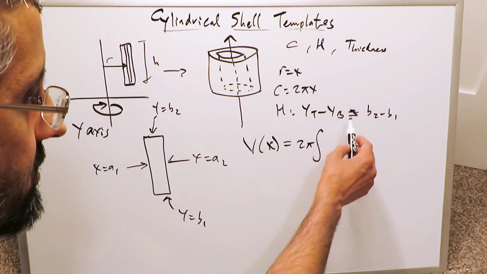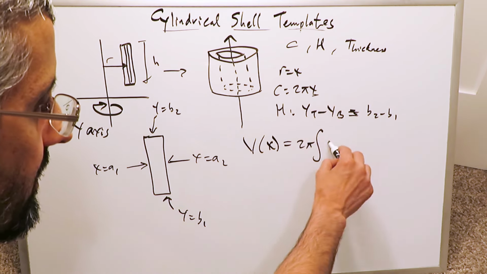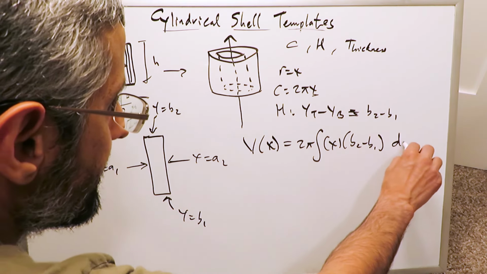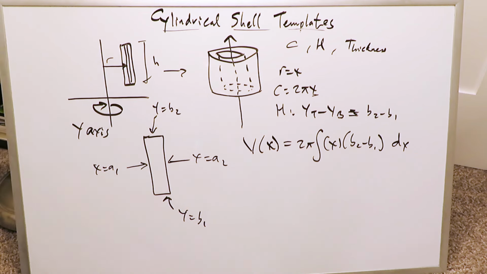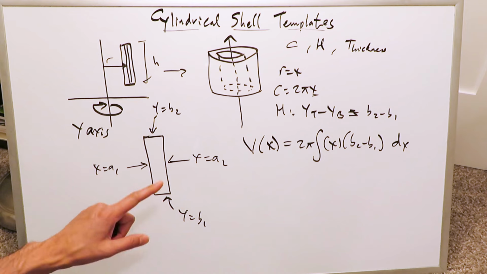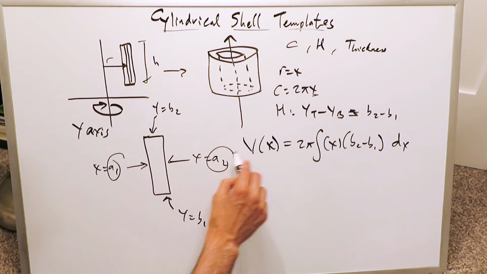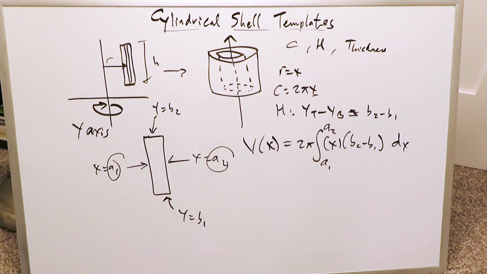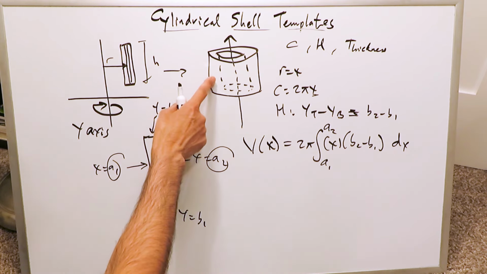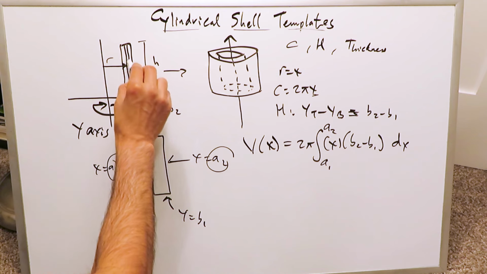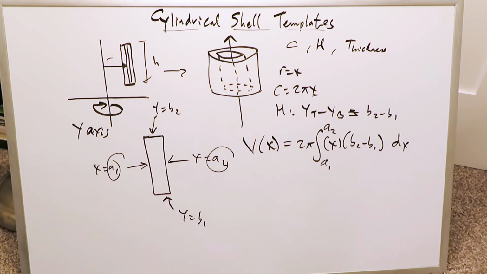2 pi, you have here this x, and then you have your height, b2 minus b1, and then you have your thickness. We need to have our intervals. What are our intervals? Well, everything is along the x dimension, therefore your intervals, lower and upper limit, must be a1 and a2, and that right there would represent your volume integral, which would be the cylindrical shell technique or the template for this solid with a y-axis rotation. And this right here is our region of space which is being revolved around the y-axis.